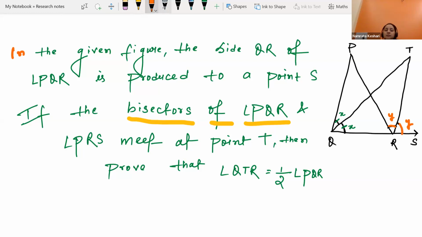Clear so far? Yes, ma'am. Okay, the bisector of PRS and the bisector of PQR meet at a point T. Yeah, we can see both meet at a point T. Basically, if you are getting confused, check that this is the bisector.